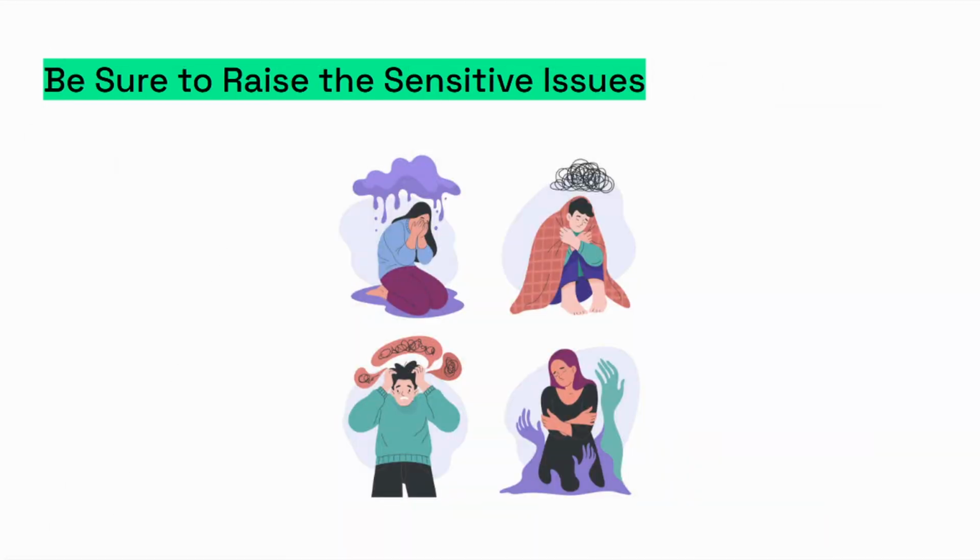Next is to be sure to raise the sensitive issues. Some topics in healthcare can be very sensitive, and patients might have fears or concerns they don't feel comfortable sharing. Subjects like sexuality or end-of-life issues often fall into this category. Because these topics can cause embarrassment or sadness, patients may hesitate to bring them up. It's important for healthcare professionals to initiate these conversations when they relate to the treatment plan. For example, discussing how a medication might affect sexual function or explaining that a treatment may only provide comfort care. Addressing these subjects shows patients that it's safe to talk about difficult matters and helps them express their real worries and emotions.